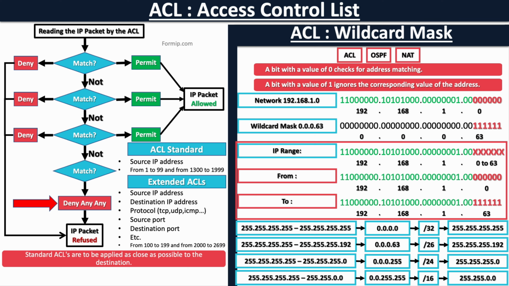And we have the extended type ACL that allow you to check the addresses of the source and destination packets. They can also target specific protocols, port numbers, and other parameters. This gives admins more flexibility and control. They are numbered from 100 to 199 and from 2000 to 2699. Extended ACLs are rather to be applied as close as possible to the source.